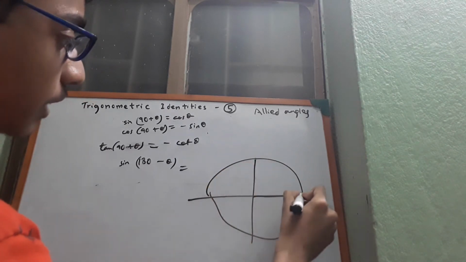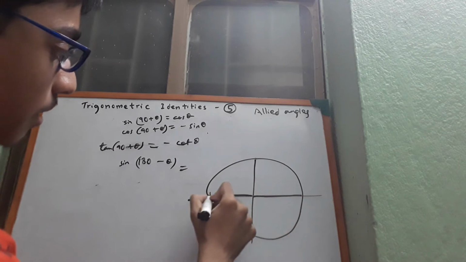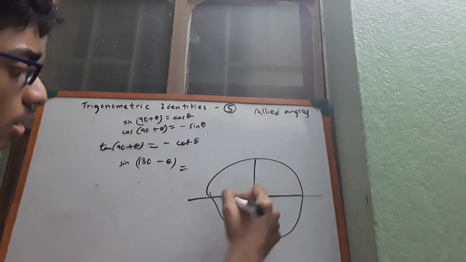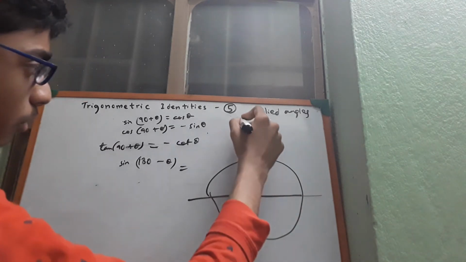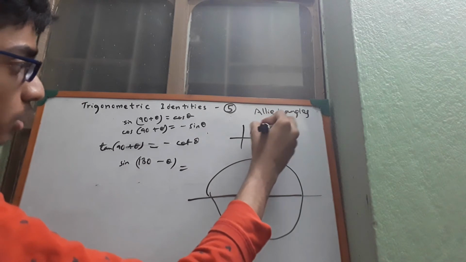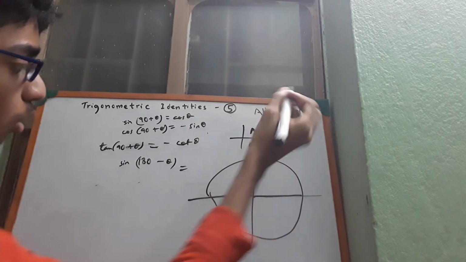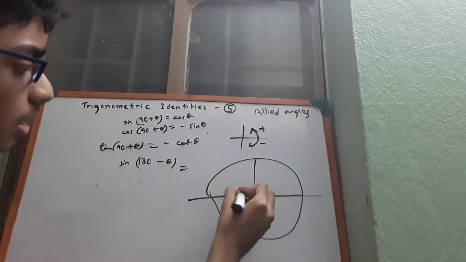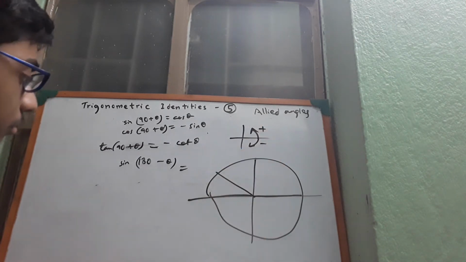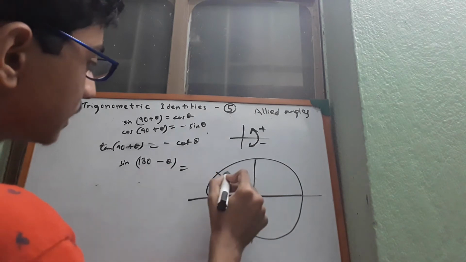So first start from here, go 180 degrees, so you end up here. Now you're doing minus theta in this case, right? By the way, I think you know this: if you move an angle in this direction, that's called a positive angle, and if you move an angle in the clockwise direction, that's a negative angle. So if you do minus, you will end up somewhere in the second quadrant, right? So we have to find the sine.